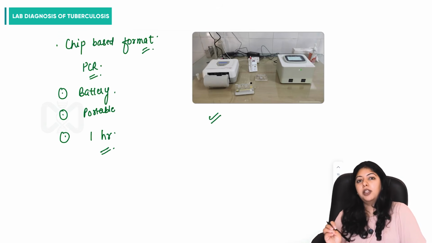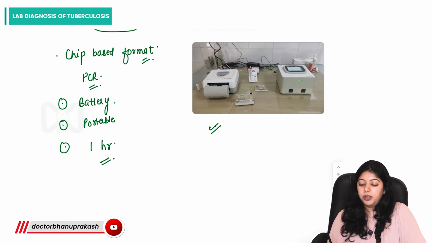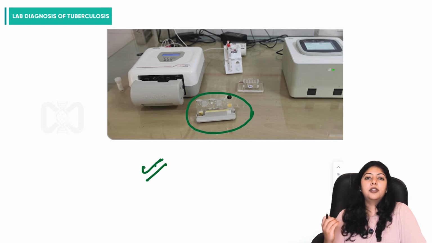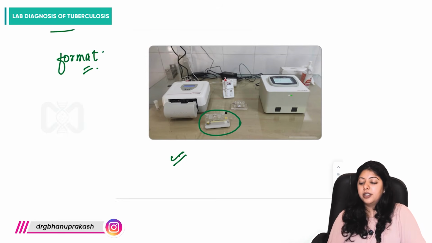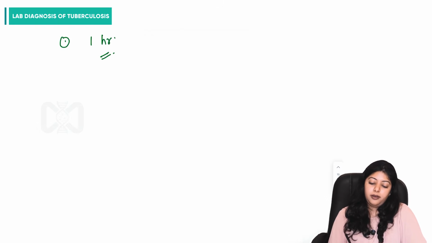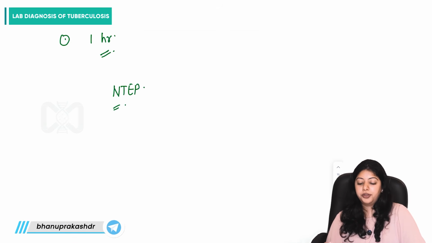So with this chip-based format, we are going to detect all the resistances present where there is an MTB positive case. This is the cassette where the sample and reagents are mixed, then the chip is going to detect. The PCR or amplification is done, and finally we get the results in the machine itself. NTEP is now endorsing this Truenat in a lot of areas, a lot of centers.